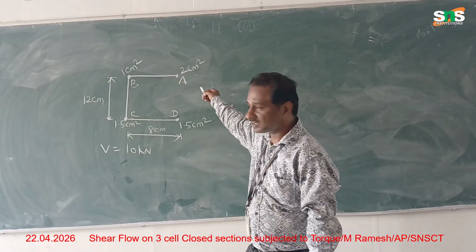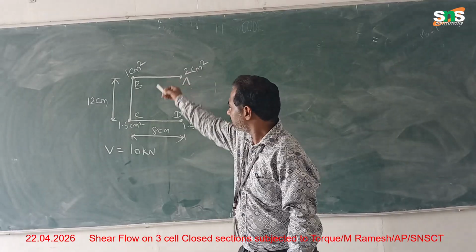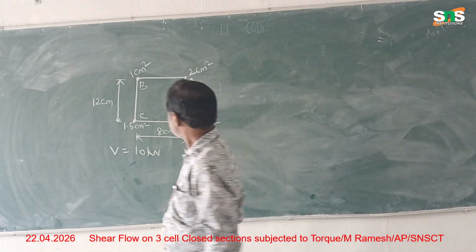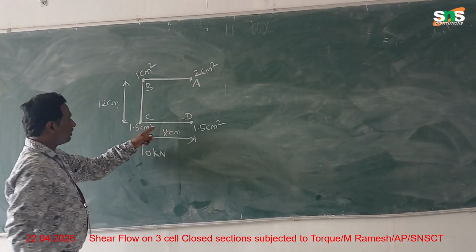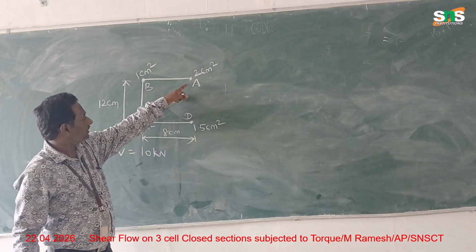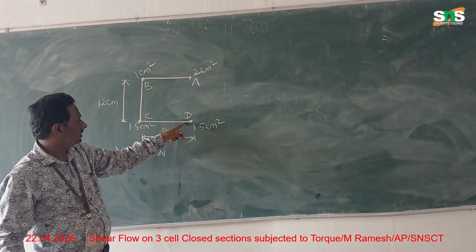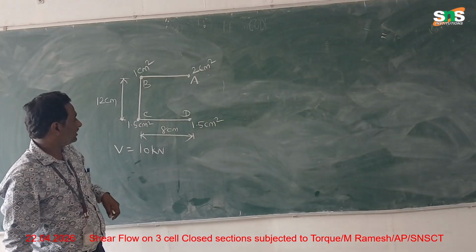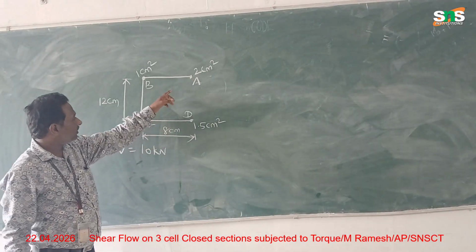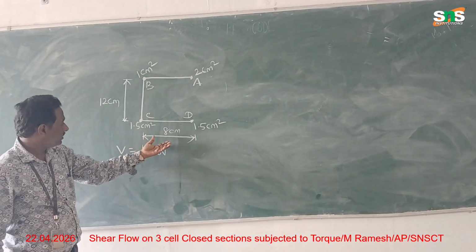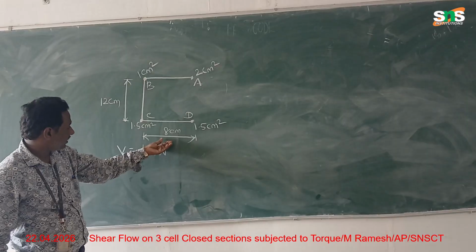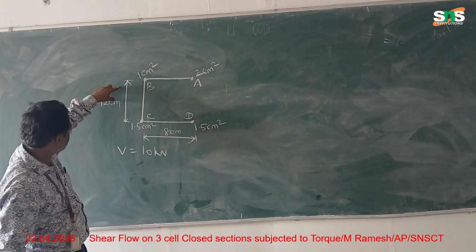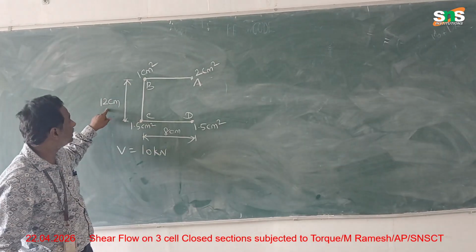Today, we are going to discuss finding shear flow as well as shear center on a thin walled section. Here, a problem is given. It is a channel section, a thin walled open section called A, B, C, D. So it is an open, thin walled channel section. The dimensions are given: the bottom flange of 8 cm and the vertical web of 12 cm.